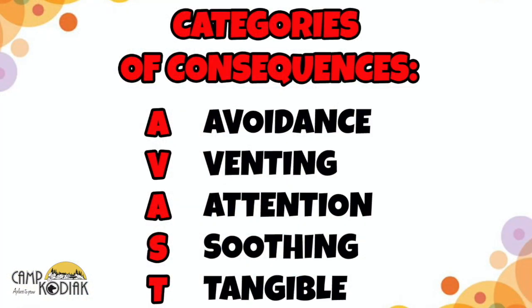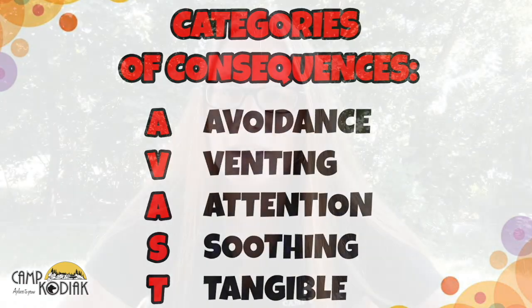And there are 5 basic categories of the consequences that often happen after a behavior. I'm a teacher. I really like acronyms. So to help me remember those 5 categories of consequences, I've come up with the acronym AVAST. A-V-A-S-T. Now the first A in AVAST is for avoidance.